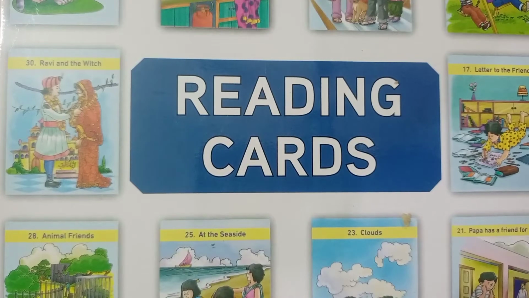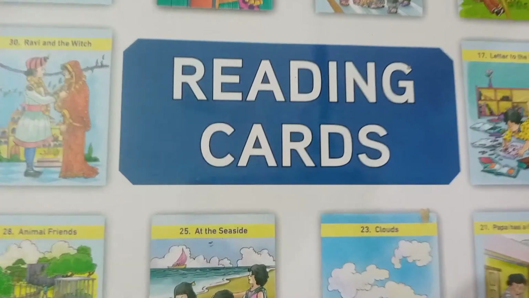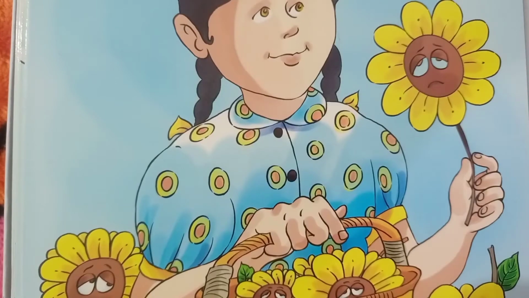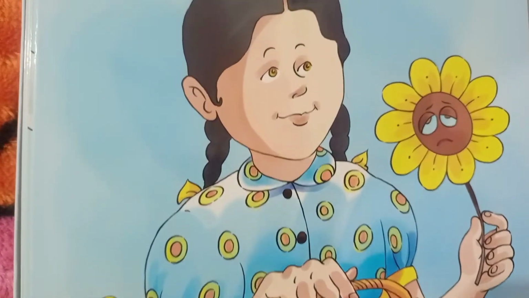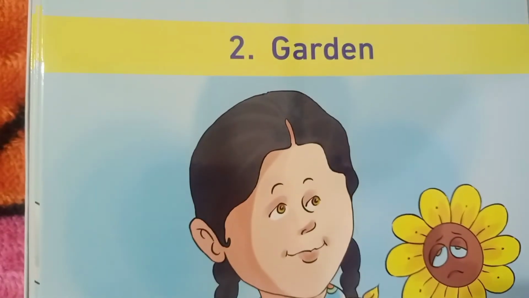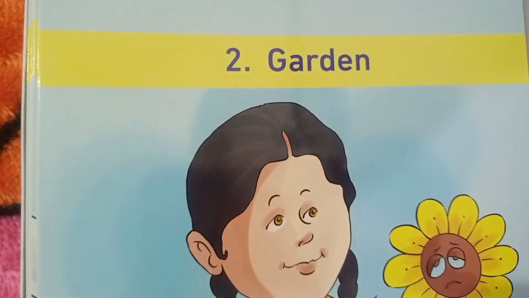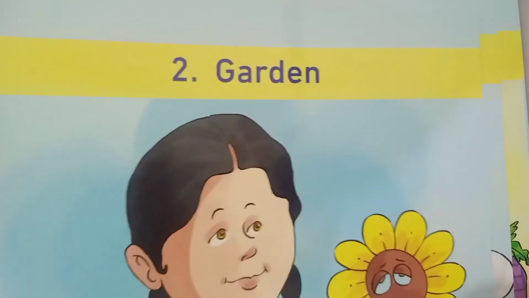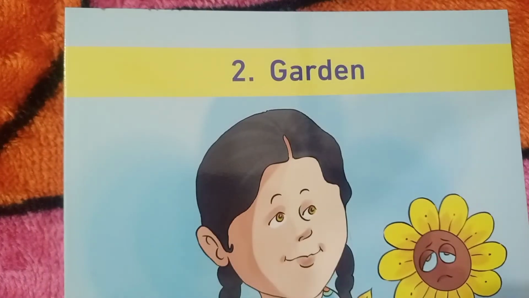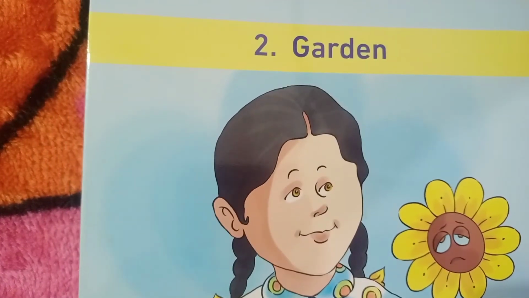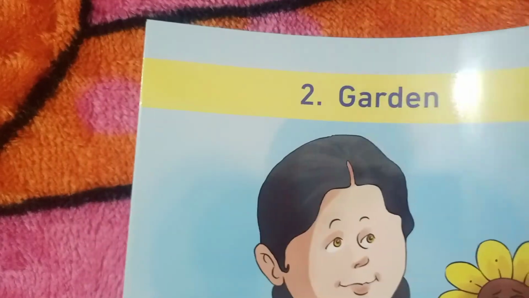Reading cards. Let us open it today. Last video we read chapter 1, but today we are going to read our chapter number 2, Garden. Are you ready to read it? Let us start. Let me take out this book and keep everything aside. Number 2, Garden. Let us open it together.